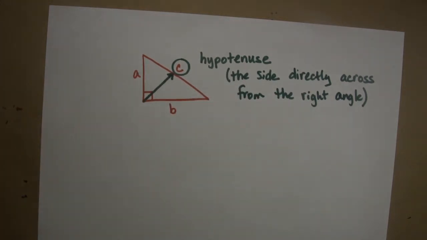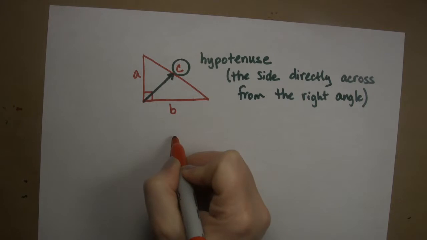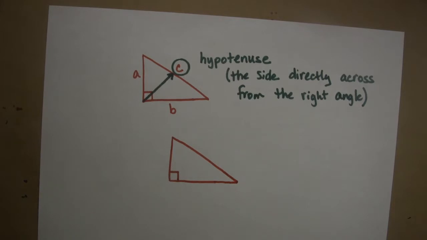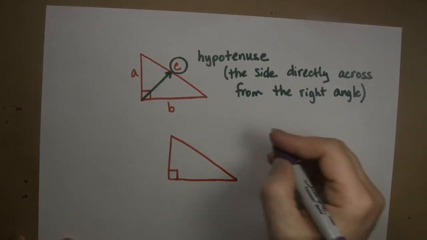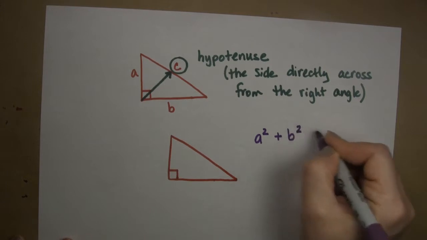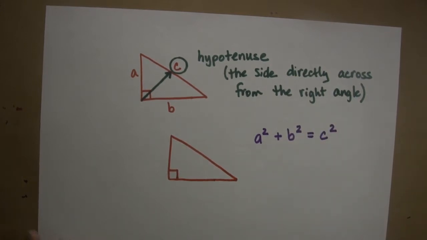Okay, so now let's talk about the actual Pythagorean theorem. I will draw you another picture. This is another right triangle, and I will mark that it is a right triangle. And now you get to learn the actual theorem. Are you ready? It's not very long. a squared plus b squared equals c squared. That's it. That's the Pythagorean theorem.